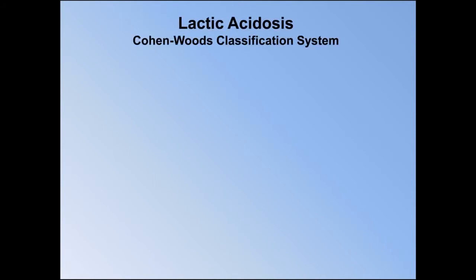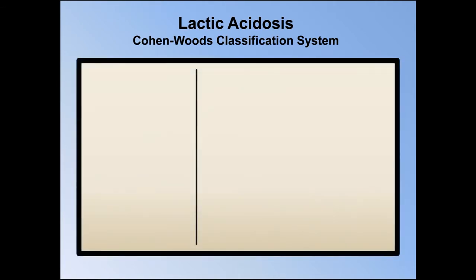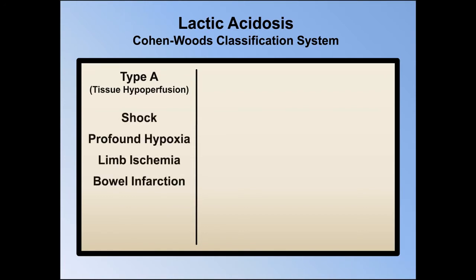There is a popular system of classifying lactic acidosis known as the Cohen-Woods classification scheme, which divides the etiologies into type A and type B. In type A, there is evidence of tissue hypoperfusion, such as that seen with shock, profound hypoxia, acute limb ischemia, and bowel infarction. In type B, there is no hypoperfusion.